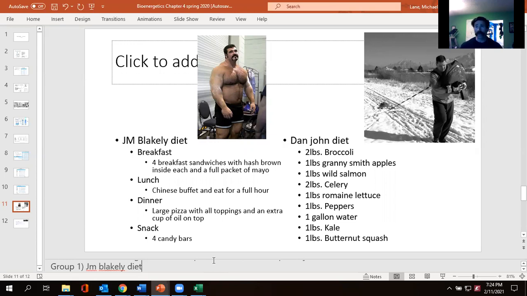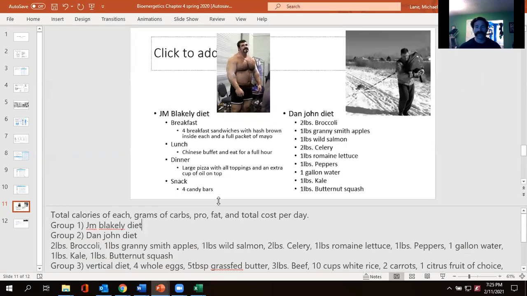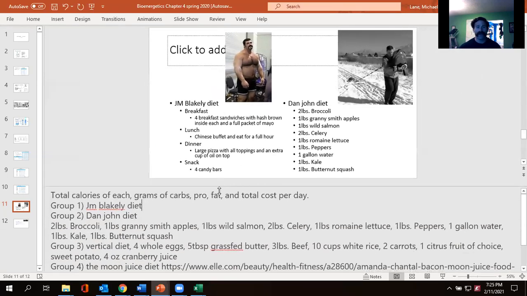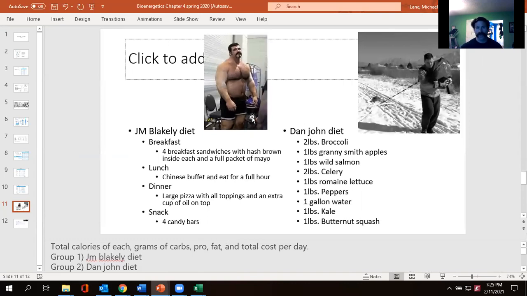So group one is going to be breaking down the J.M. Blakely diet. You guys can pick your fast food restaurants for breakfast. You can ballpark what would be a really, really good round at a Chinese buffet. And you better go hard in the paint there, guys. And then obviously same thing, a large pizza from whatever place you find interesting, along with all the toppings on it, and then how many calories are in a full cup of oil you put on it, along with the candy bars. Now, Dan John, who is an ex-Highland Games competitor and thrower, that's the guy pictured on the right, that's J.M.